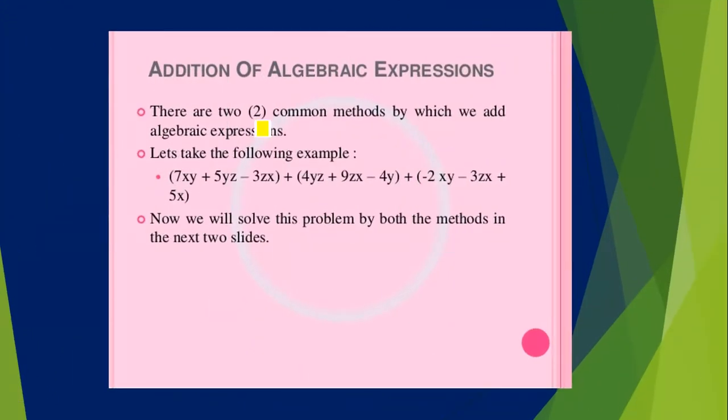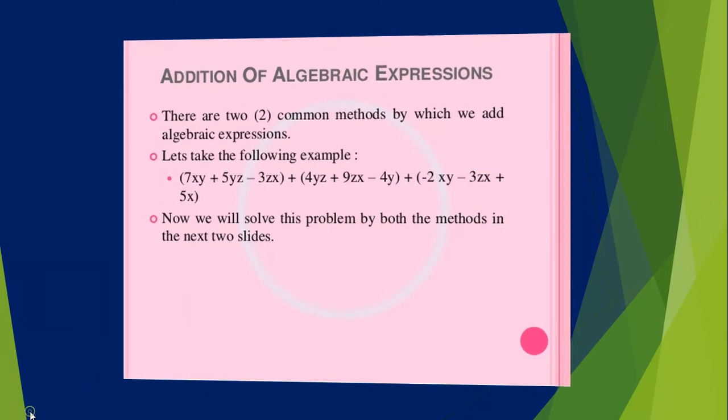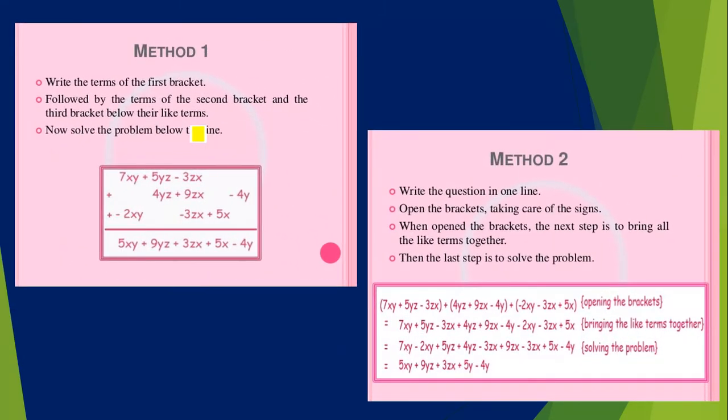Now we'll learn how to add and subtract algebraic expressions. In this we are going to discuss that. Also we have discussed it in the live session. So two methods we are going to discuss: one is the column method and the second is the row method. Here method 1 is your column method, and method 2 is the row method.